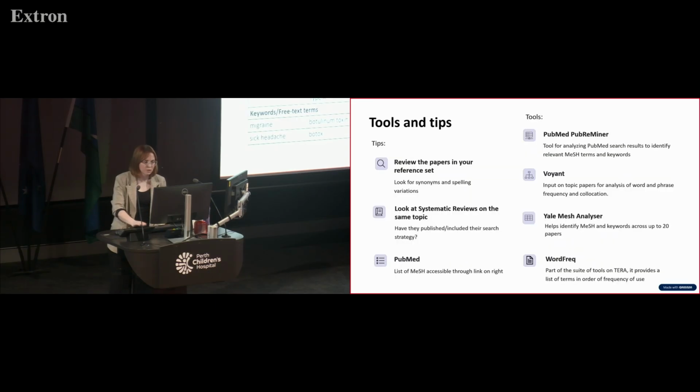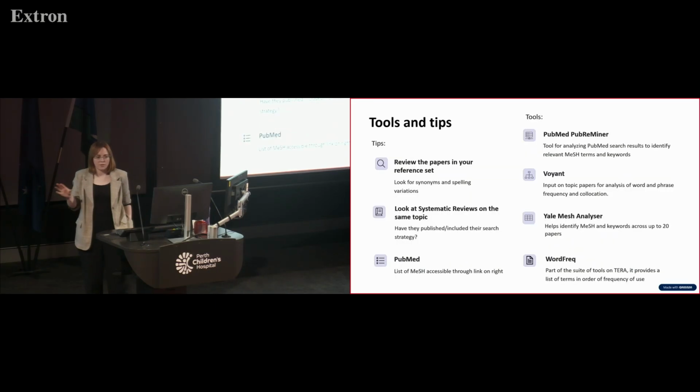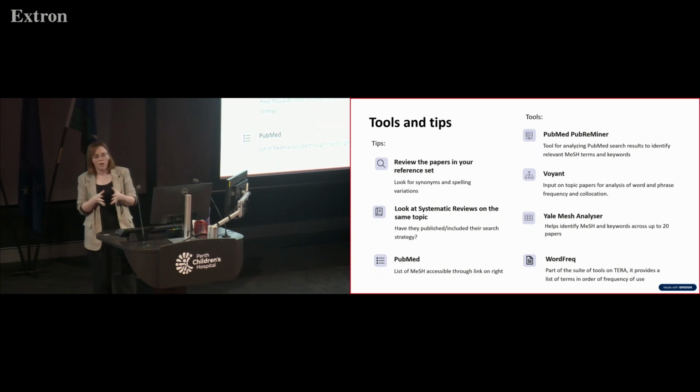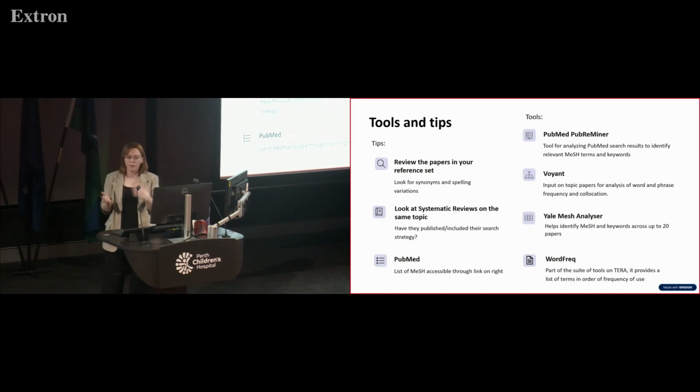That all might sound very overwhelming, and where can I find all of those terms? But we do have some tools and tips here to show you where you can find options for search terms to populate your search. Earlier I talked about a reference set or seed papers. If you've got on-topic papers, go through them, see what words they're using, see what the spelling variations are, see if there are geographical variations in there, and keep note of those.